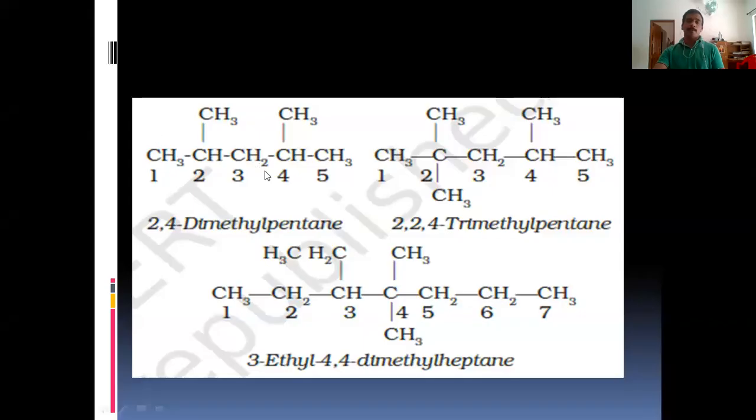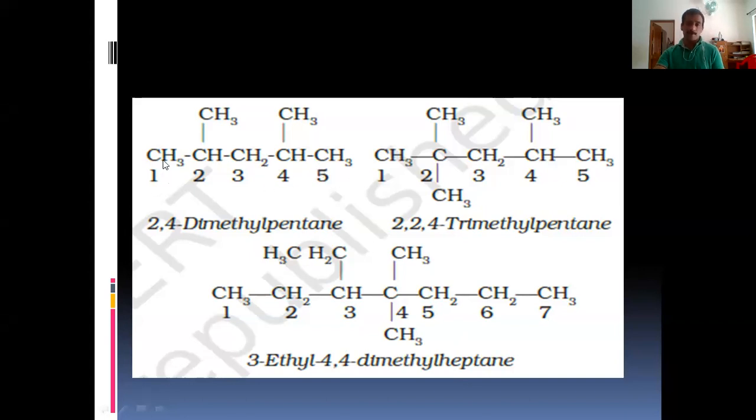Today we will discuss the nomenclature. Last class we discussed the very basic things regarding nomenclature. Today, a little more details. So here you can see three examples, three branched chain hydrocarbons.